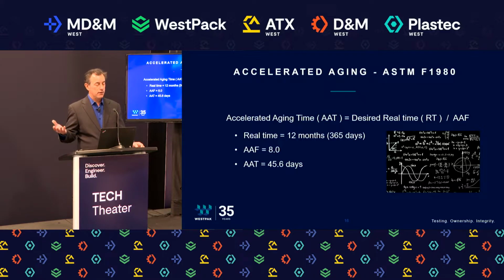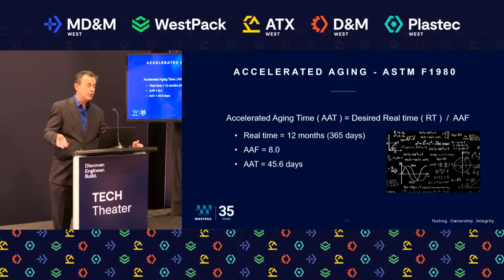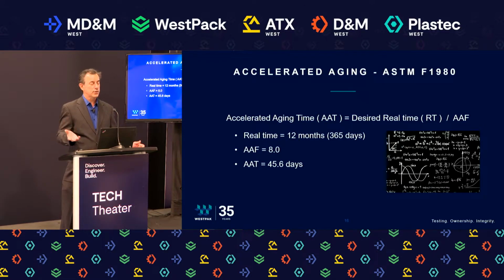So now we have our accelerated aging factor. If we want a real time of 12 months, what should our accelerated aging time be? 12 months, 365 days, divided by our accelerated aging factor gives us about 45.6 days, okay? Now I'm going to illustrate the difference in the delta in the temperature.